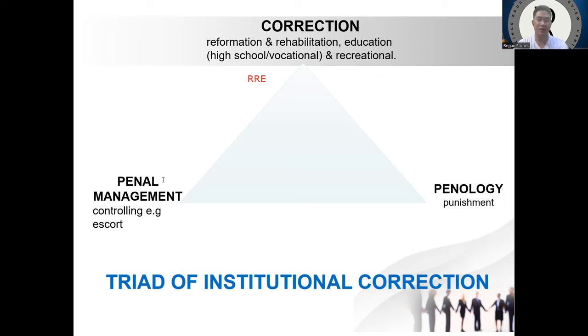While penal management, of course, deals with the control of the system inside the jail. An example is escorting. When we say escorting, of course, that is the process of transferring prisoners from one penal institution to another penal institution. So that is penal management.